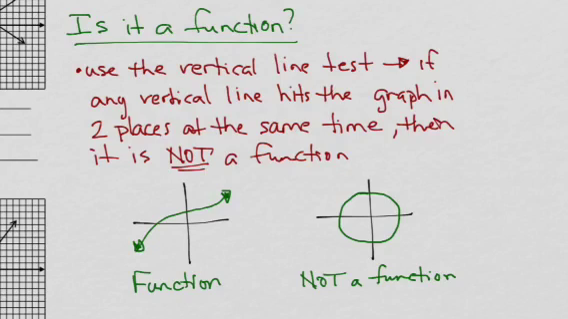So the vertical line test says this. If any vertical line hits the graph in 2 places at the same time, then it is not a function. So let's look at the examples down below.